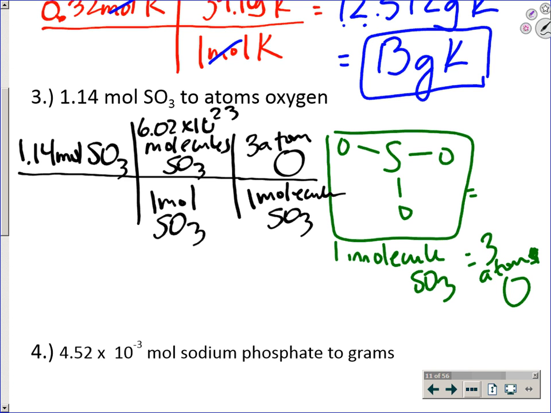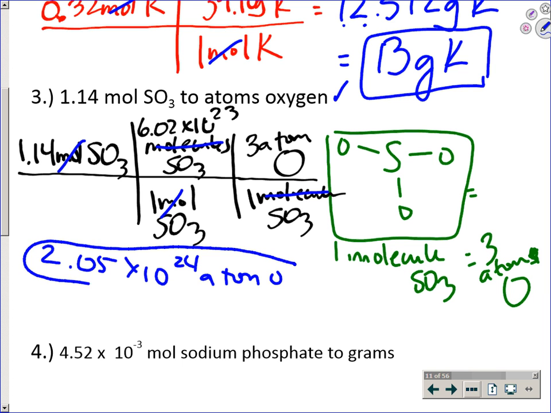Because I have to cancel molecules, I'm going down to the place where I'm sticking with molecules, so I need to cancel that out. So mole and mole cancel, molecule and molecule cancel, and I'm stuck with atoms. Yay, that's what I wanted. So calculate. Help me out here. What is it? 24th atoms of O. You guys gotta be louder. Your colleagues cannot hear you at all. Okay. And 3 sig figs all the way.